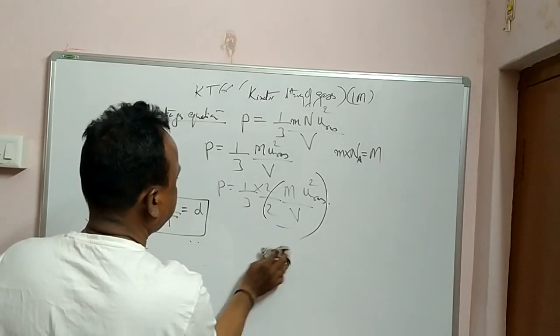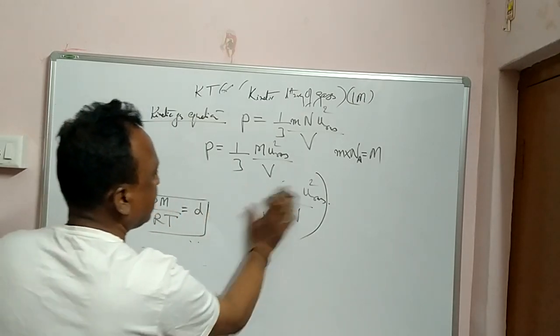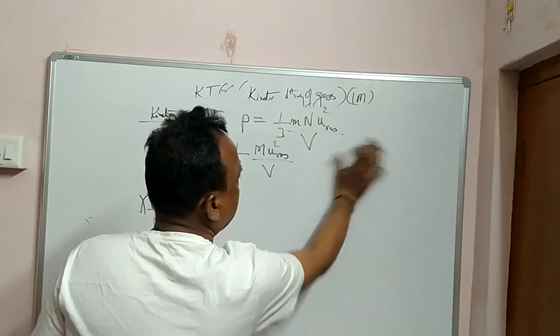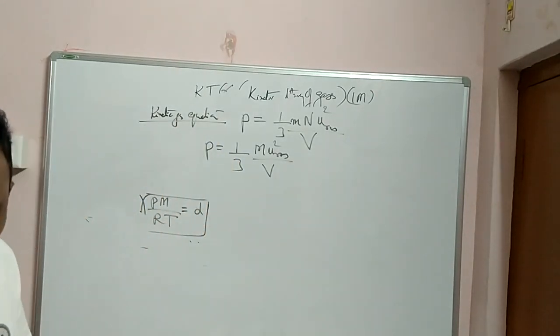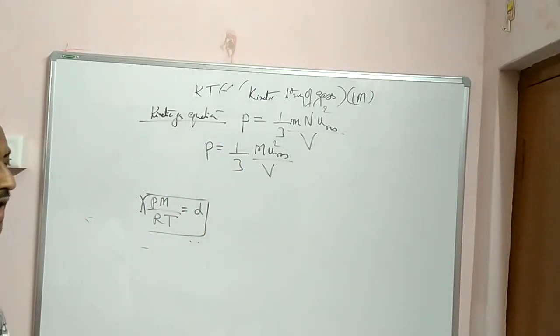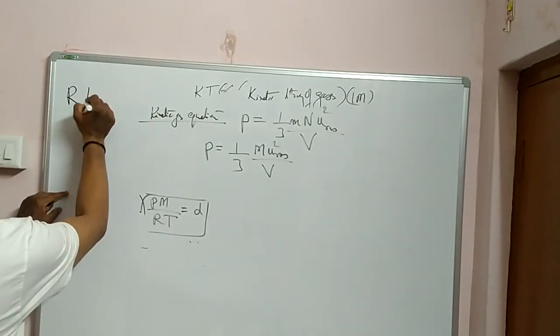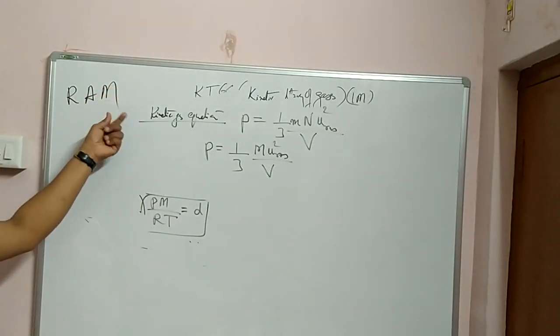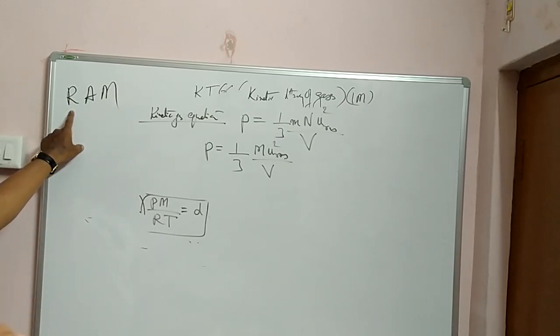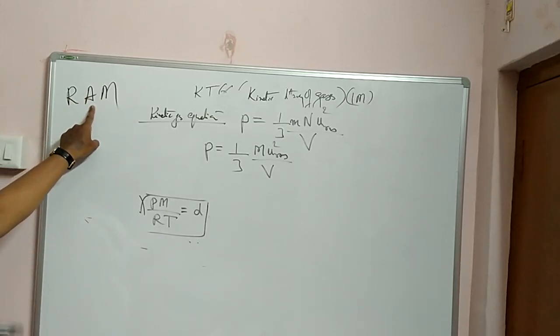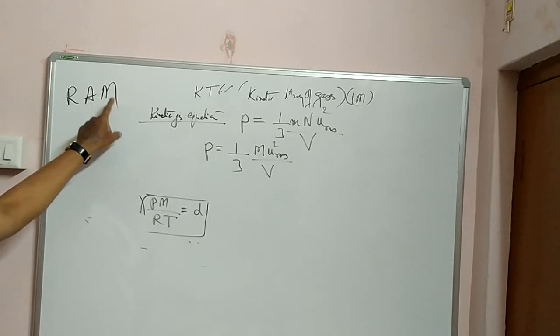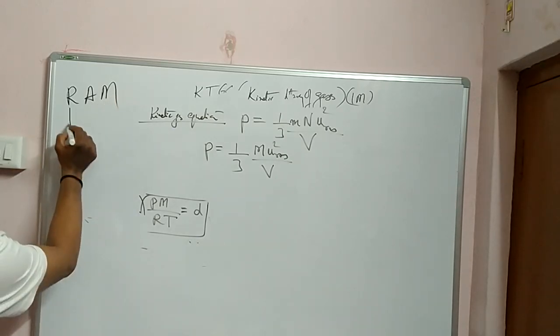So these equations are very, very important. Please make a note. Now we'll go to the next part of this KTG chapter, that is RMS velocity, that is simply called as RAM. Very, very important, RAM. RAM means not computer RAM here. R means RMS velocity, A average velocity, M most probable velocity. First we will see RMS velocity.